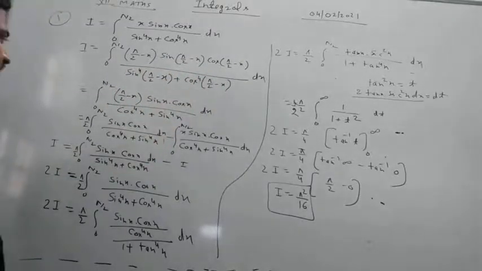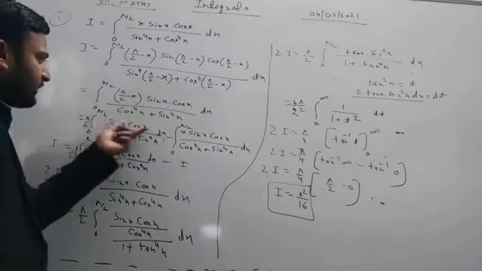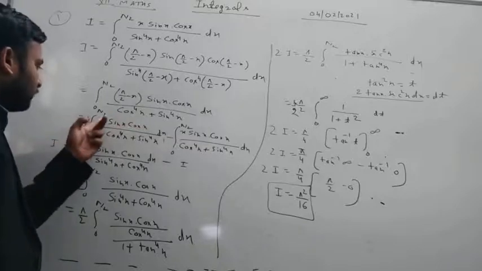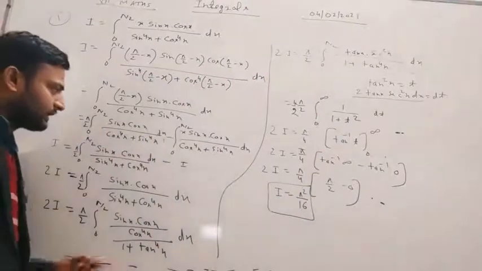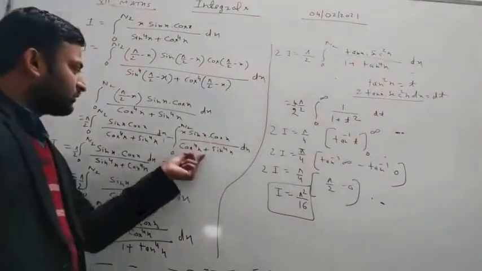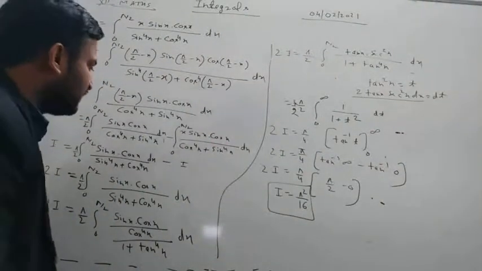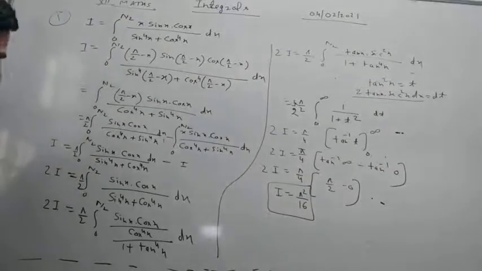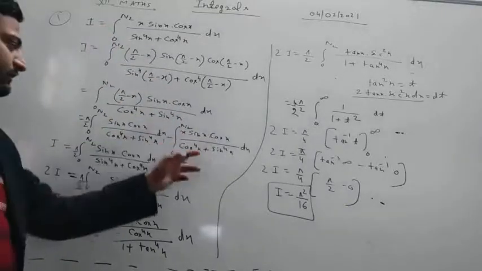Okay, students, now we are multiplying this sin x cos x inside the bracket, and we are separating this. We get the integral from 0 to pi by 2 of sin x cos x by cos to the power 4x plus sin to the power 4x, minus the integral from 0 to pi by 2 of x sin x cos x by cos to the power 4x plus sin to the power 4x dx. Okay students, now we are seeing that this part is our I. So at the place of this we can write I.